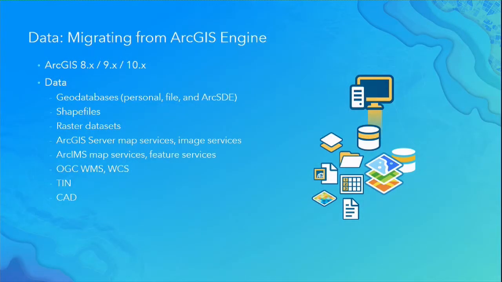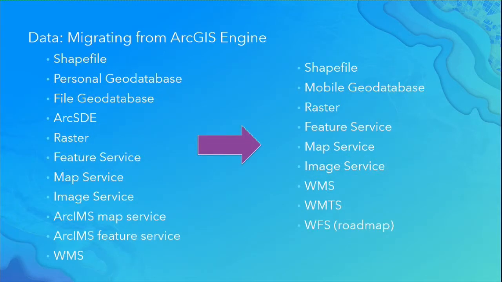Okay, so that was a quick look at the map formats. What about the data formats then? On the slide here are the data formats that you have available with ArcGIS Engine: different geodatabase types, and then other data formats such as shapefile, raster datasets, different service types, and then some of the open specs and TIN and CAD data as well. So we'll take a look at how that translates to the ArcGIS Runtime then.